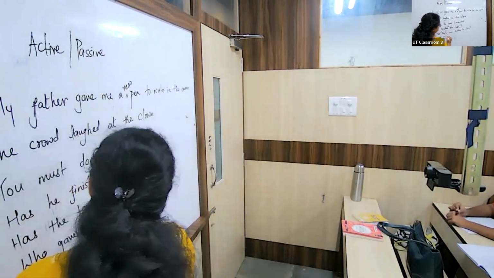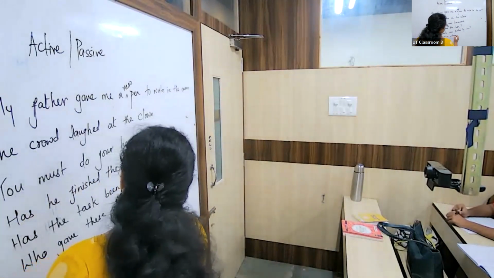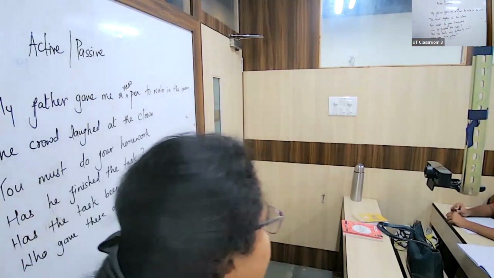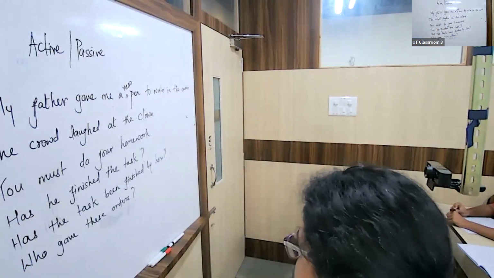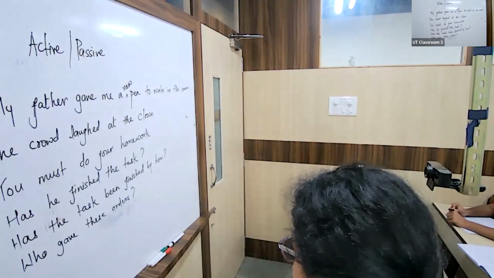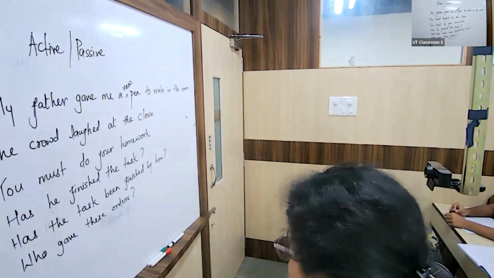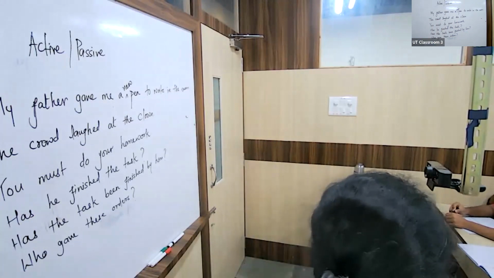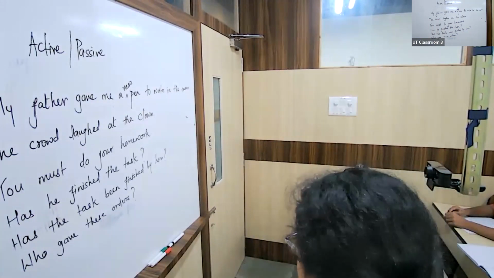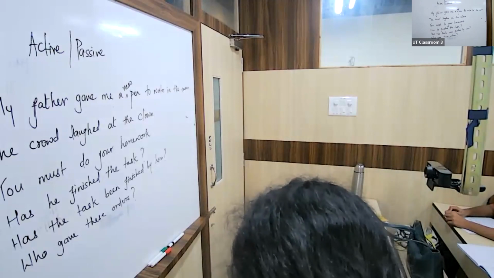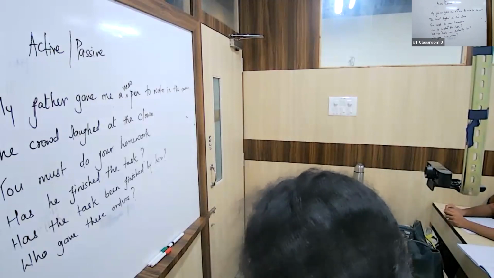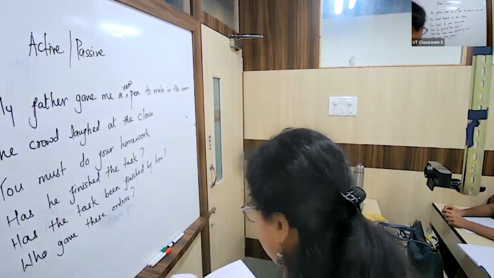Who gave these orders? For this, you start with by whom. Who will become by whom, right? By whom were these orders given?